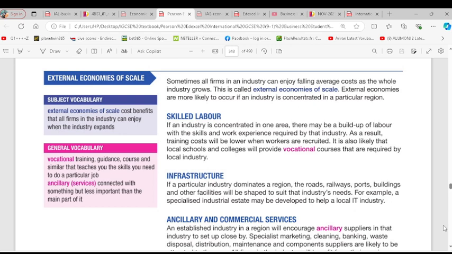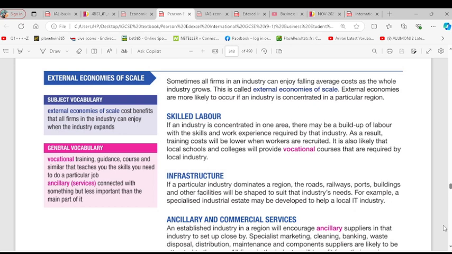External. Sometimes all firms in an industry can enjoy falling average cost as the whole industry grows. This is called external economies of scale. For external, it simply means a cost advantage that all firms in the industry have as a result of the industry expanding. Take the educational industry or the educational market, the industry for education, like private schools and the rest. If the industry starts expanding, if the industry becomes bigger, it is expected to have a reduced average cost for each firm. So that will bring about external economies of scale.